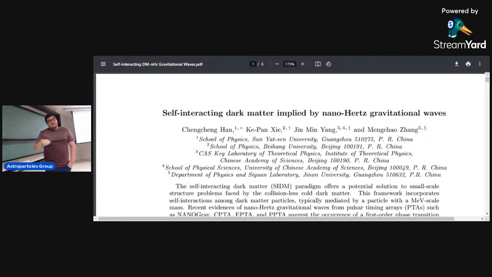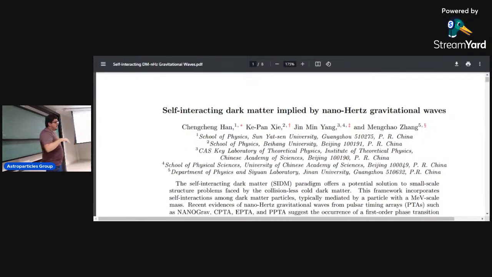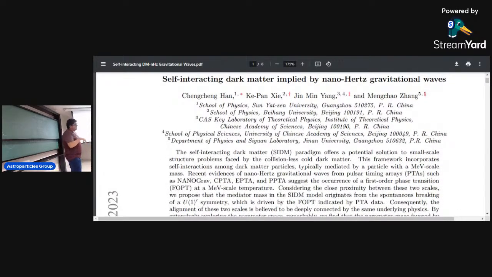So one way of alleviating this is to implement a mediator for this dark matter, and this mediator is going to create, for example, interactions for the dark matter, the scattering, and this scattering is going to decrease this temperature, decrease this velocity of the dark matter, and we can fit the observational data. So that's the basic idea of self-interacting dark matter.